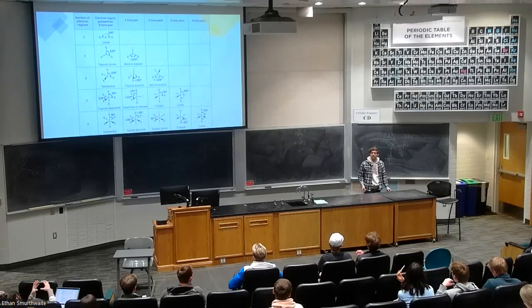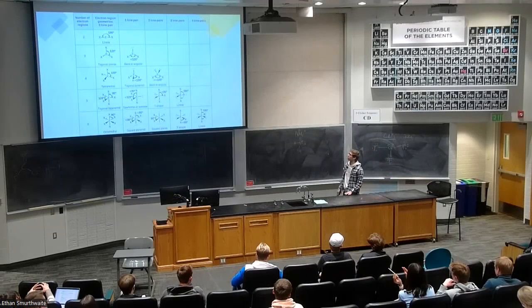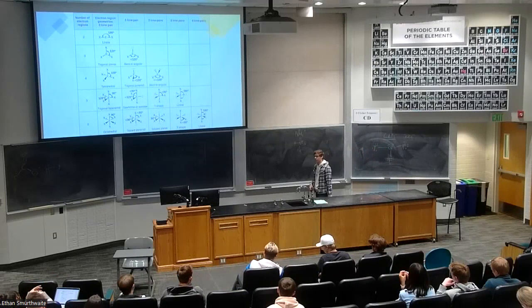Lone pairs are like really negative, really toxic people, and you kind of run away from those people. The bond angles are small.